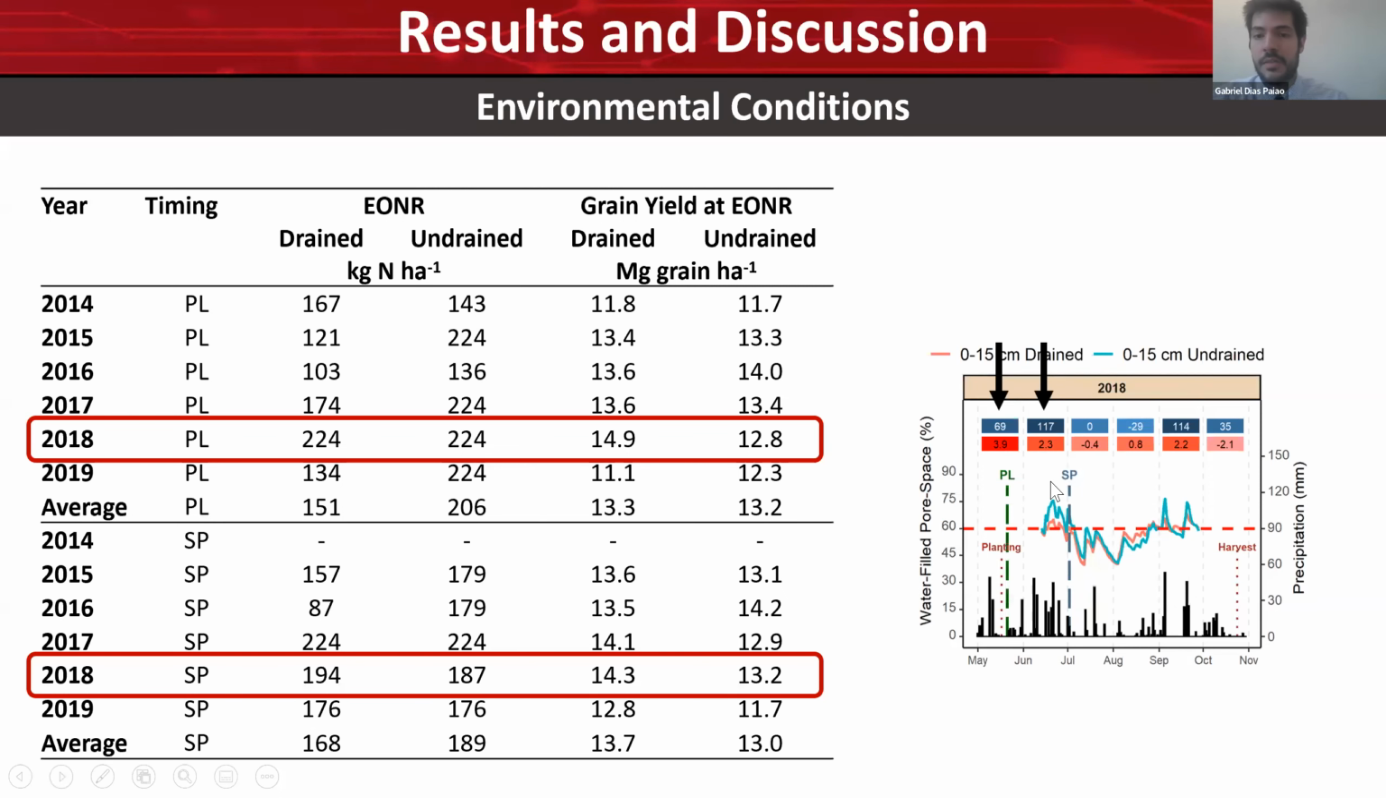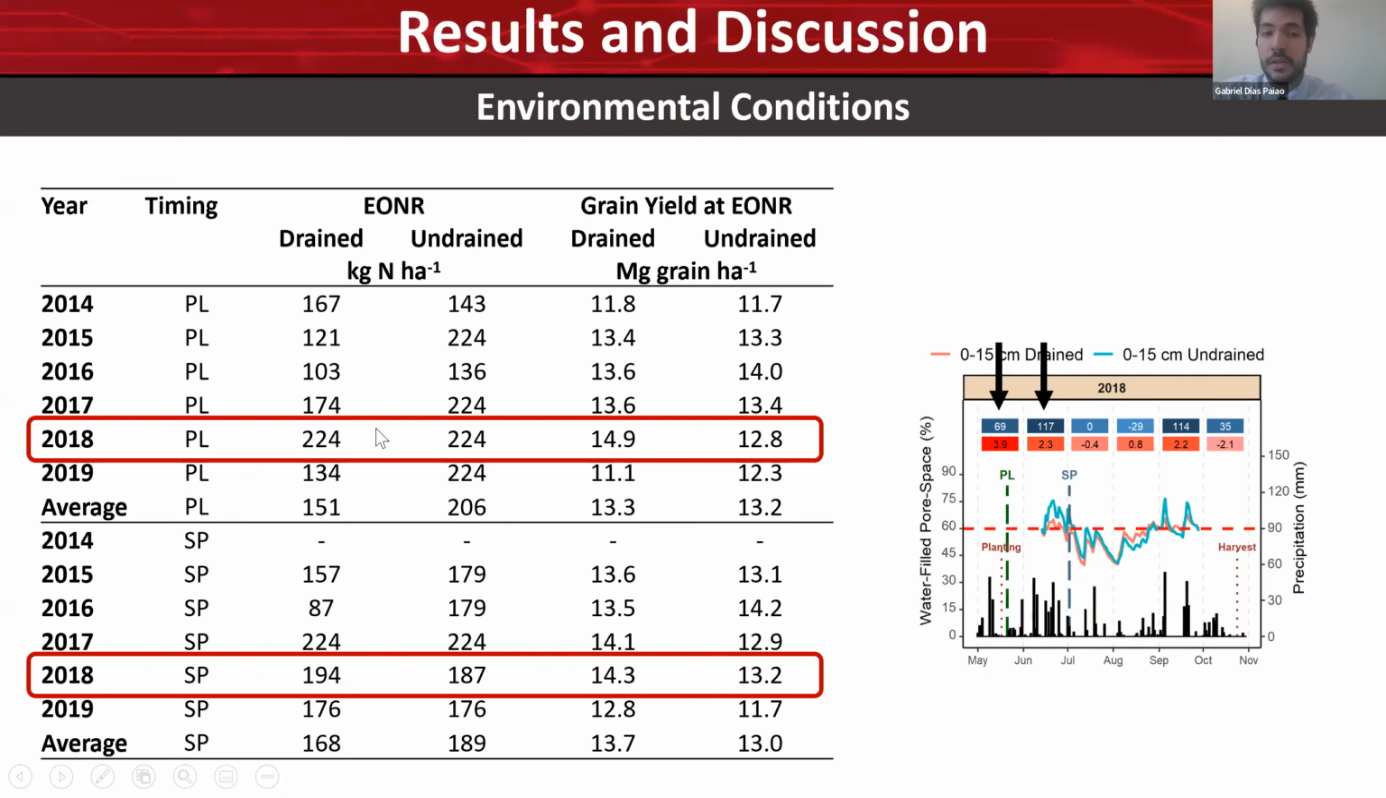So this indicates that it was a very warm and wet spring in 2018 that likely favored a lot of nitrogen losses, both via denitrification in undrained soils and via leaching in drained soils. And because of that, the EONR values were some of the highest of all of the different years for both drained and undrained conditions. And another thing that I'd like to show here is that 2018 produced the greatest grain yield at EONR for drained soils of all of the different years.